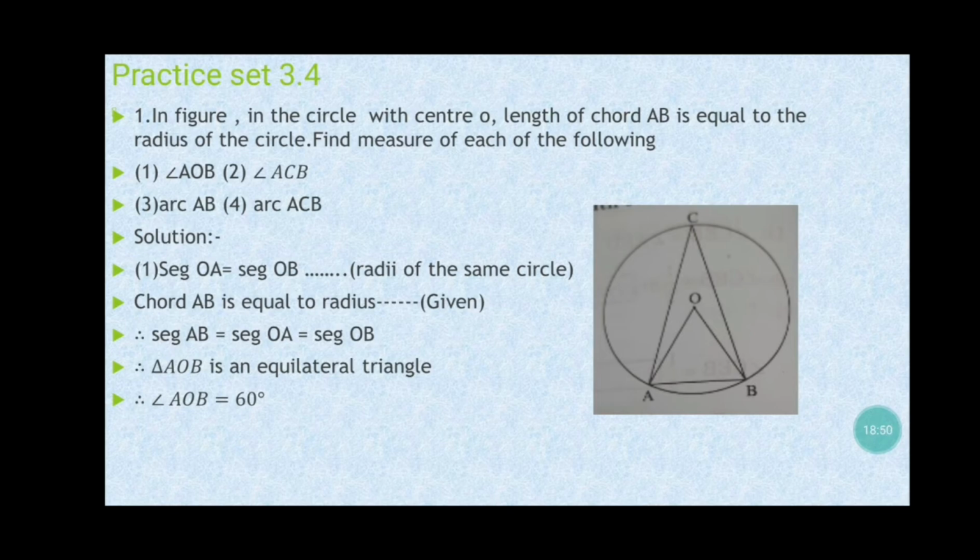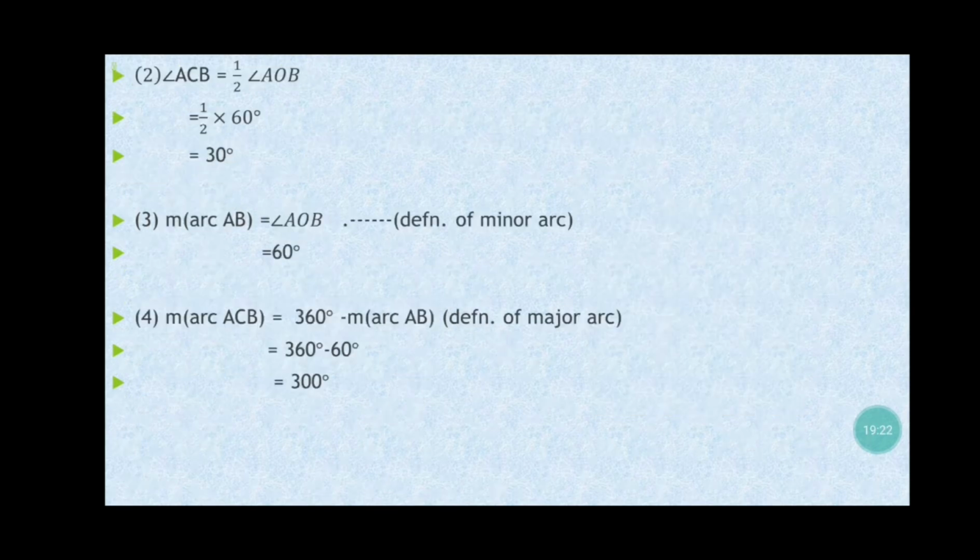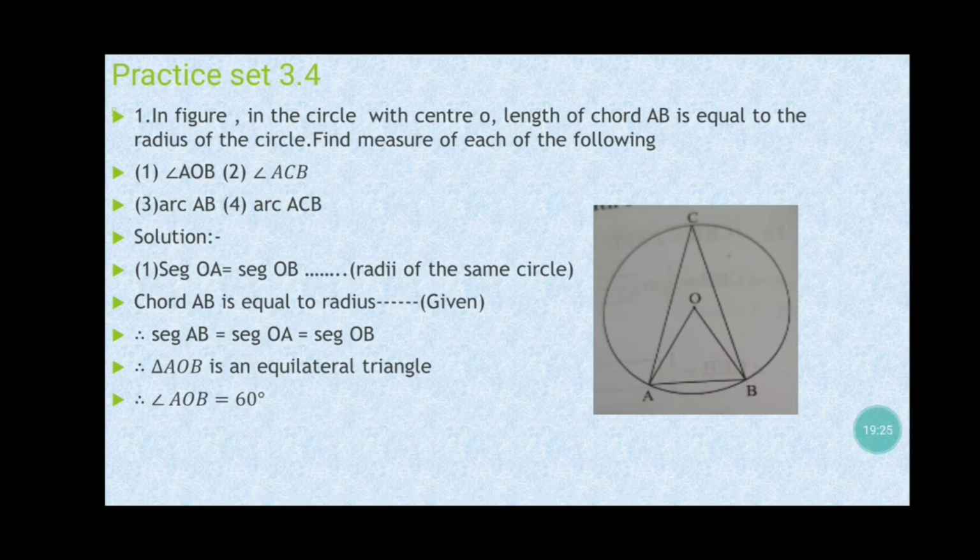Now, how to solve all these problems? These problems are based on cyclic quadrilateral, inscribed angle theorem, their corollaries, properties, whatever we have learned till now. Now, very first thing, what is given to us? Chord is equal to the radius. What is the radius over here? Radius is OA and OB. OA and OB is equal to AB. So, it is an equilateral triangle, right? As it is an equilateral triangle, all the three angles are 60 degrees.